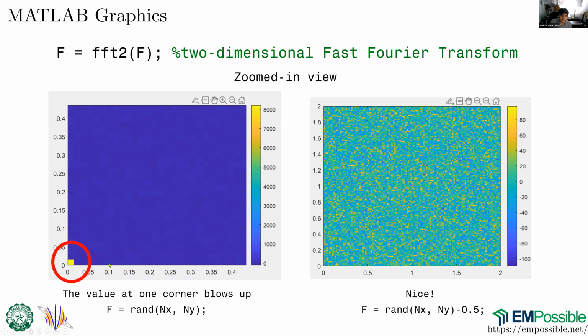So you want to remove that DC offset, so that you could actually see the randomized values. That's why you need the negative 0 point.